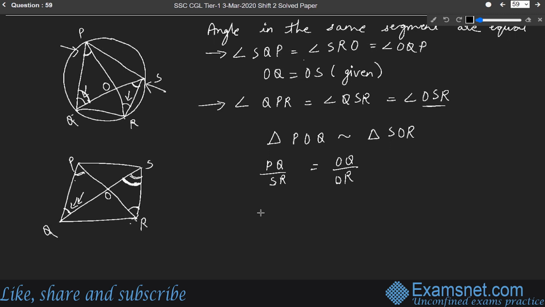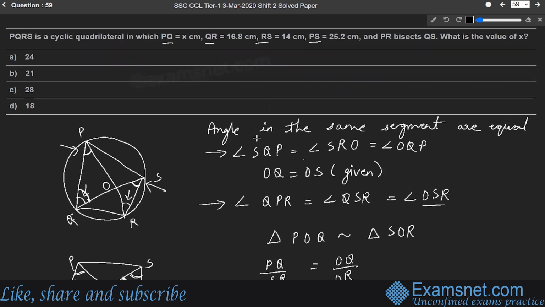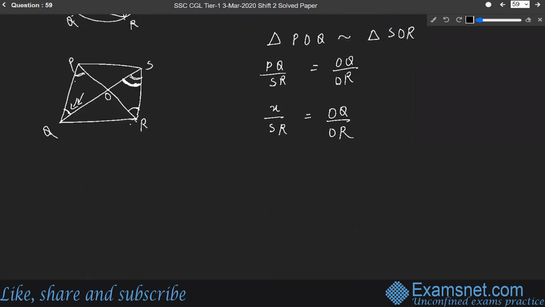Okay, so from here we can put the values. PQ is x divided by SR. Okay, so x divided by SR is equal to OQ upon OR. Now what is the value of SR? SR is equal to 14 centimeters. So let's put the value. So x upon 14 is equal to OQ upon OR. All right. Now we don't have the value for OQ and OR. So let it be equation number 1 here.